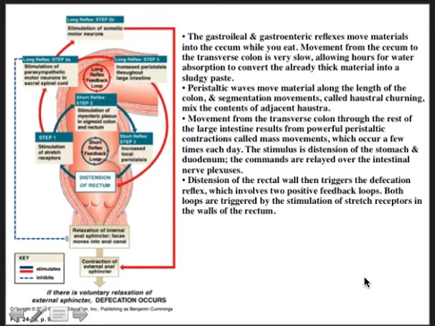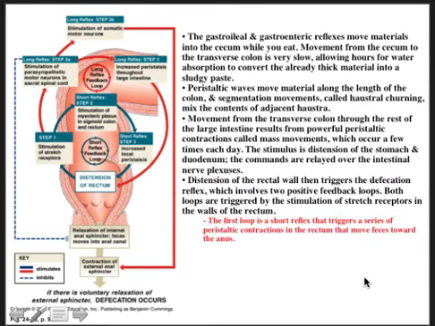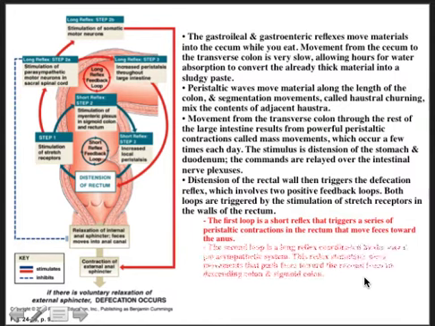Both are triggered by the stimulation of stretch receptors in the walls of the rectum. The first loop is a short reflex that triggers a series of peristaltic waves in the rectum that move the feces to the anus, and the second loop is a long reflex coordinated by the sacral parasympathetic system. It stimulates mass movements that push feces towards the rectum from the descending colon and the sigmoid colon. An interruption in these signals can result in a stall in the movement of the fecal material through the colon, which can result in constipation.